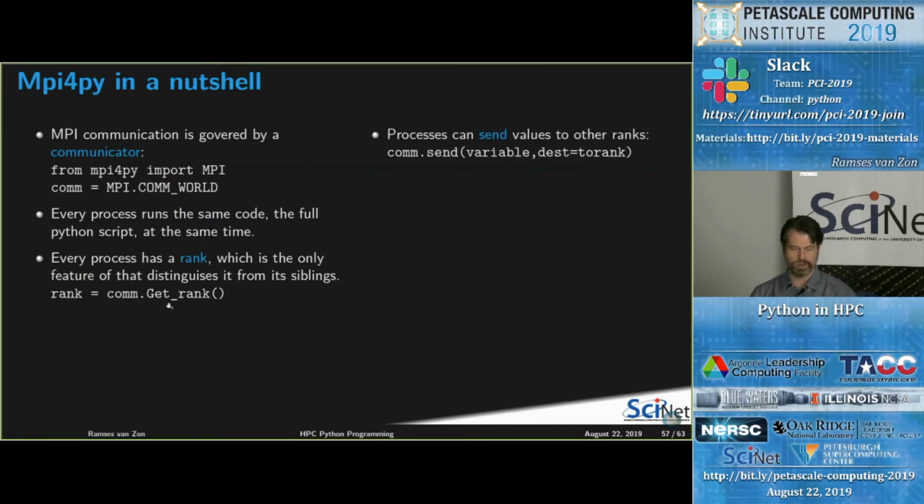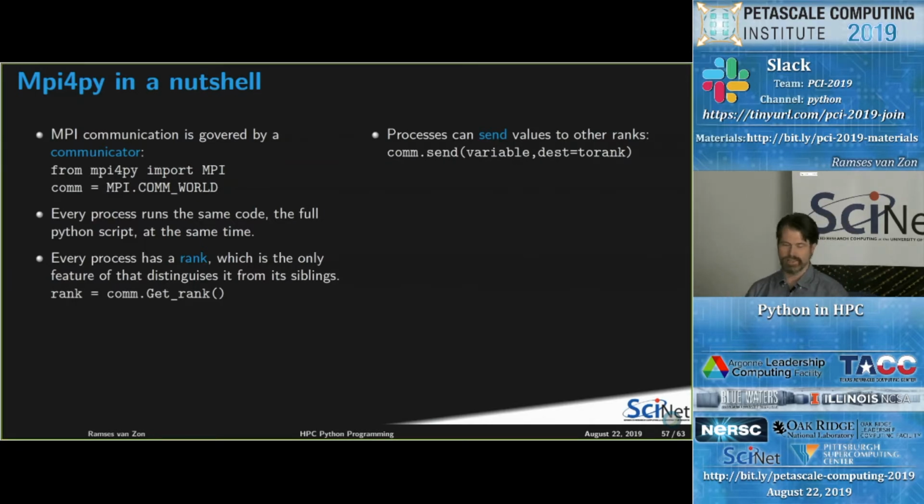And now that I know there's a com.getSize as well. Now that I know my rank, I can start sending values to other ranks. And what's nice is that I can just take any variable, doesn't matter what it is, some Python variable, and say send it to a certain destination. And what you see from the syntax already is that you don't have to specify what type the variable is.